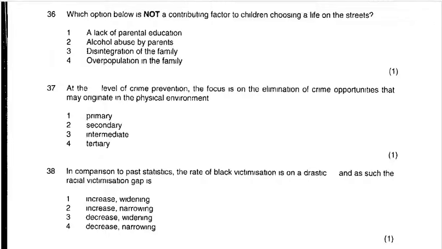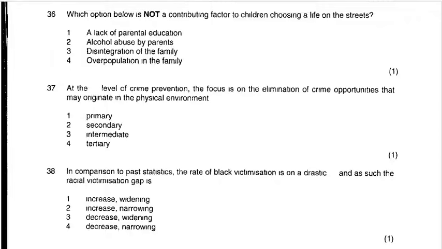37. At the level of crime prevention, the focus is on the elimination of crime opportunities that may originate in the physical environment. The answer is 1. Primary. At the primary level of crime prevention, the focus is on the elimination of crime opportunities that may originate in the physical environment. This is found on page 105 of our study guide.